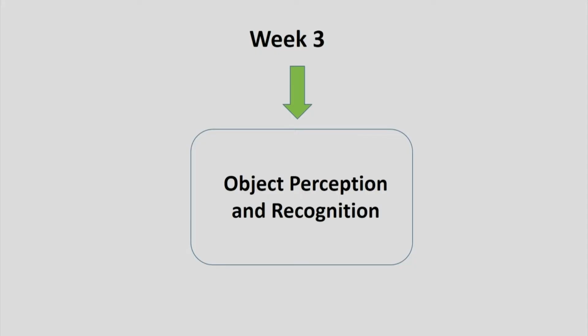In week 3, we looked at object perception and recognition. In this section, we looked at both the classical and the Gestalt approach to perception. Now, in the classical approach, it was said that there is something called distal and proximal stimulus, and that is how a perception really happens.